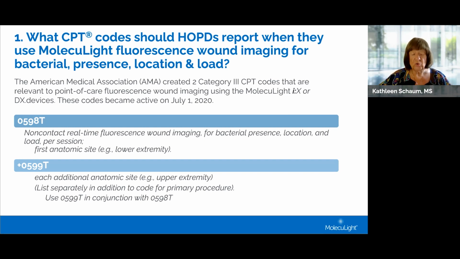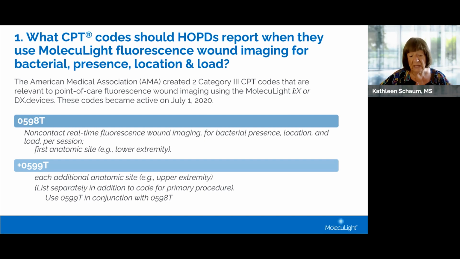Now, the base code is 0598T, and its description is non-contact, real-time fluorescence wound imaging for bacterial presence, location, and load per session, and it's for the first anatomic site. Now, in case you are wondering, per session means per encounter. Now, the add-on code is 0599T, and the code description says that it is for each additional anatomic site.